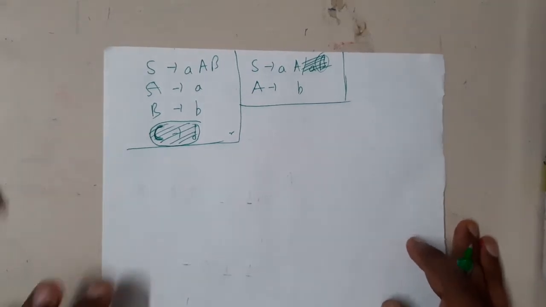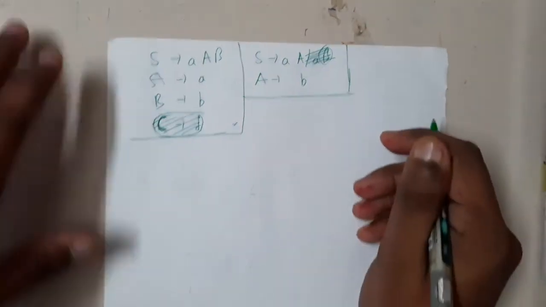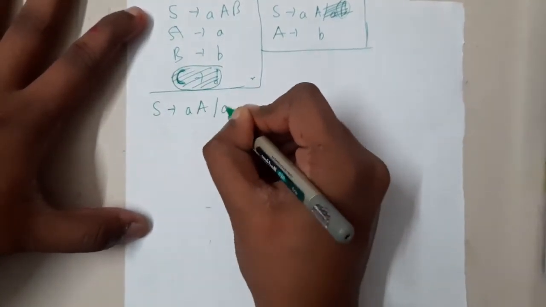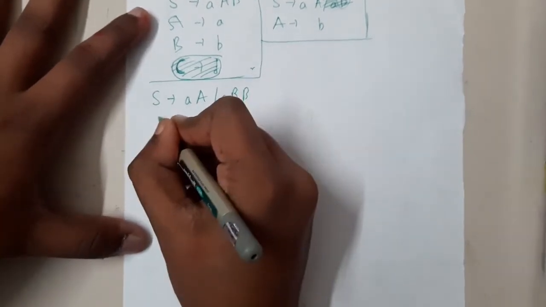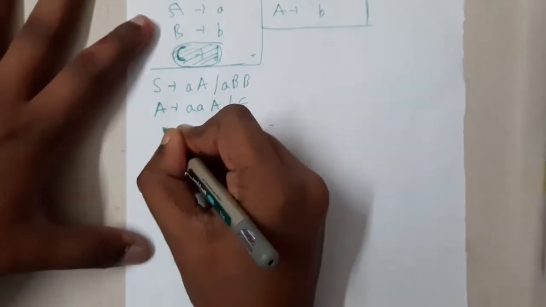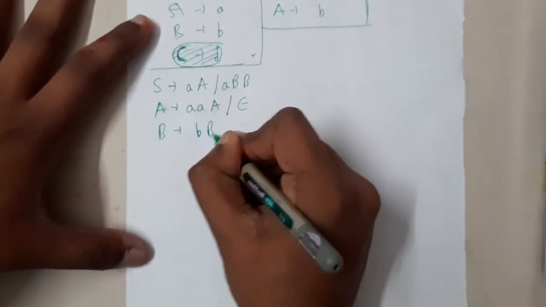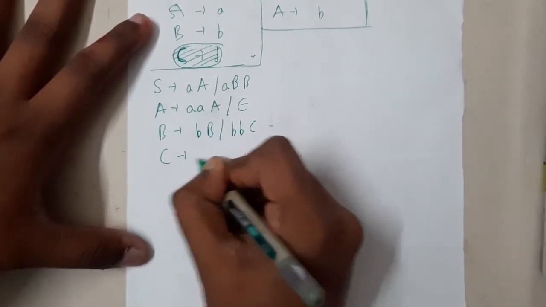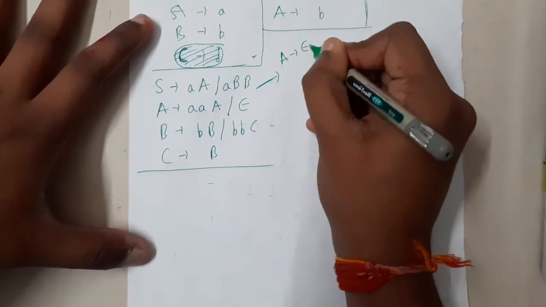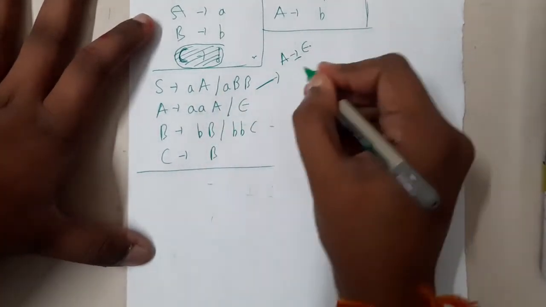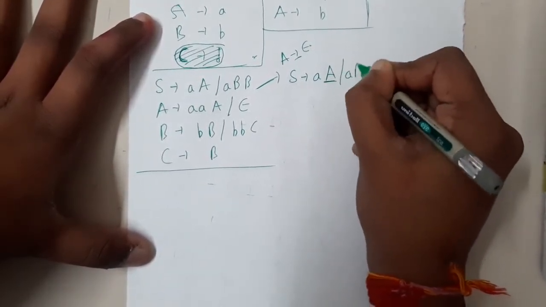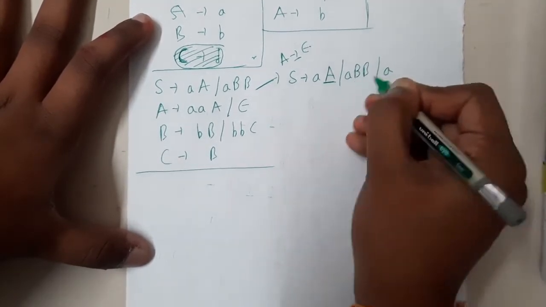Now let us take a simple example and try to apply the three steps here. The given question is S implies AA or ABB, and A implies AAA or epsilon. Similarly, B implies BB or BBC, C implies B. Now what is my first step, guys? I will be removing this A implies epsilon. To remove that, I am going to substitute everywhere where A is there. So AA, AB, B, A. I have substituted epsilon there.